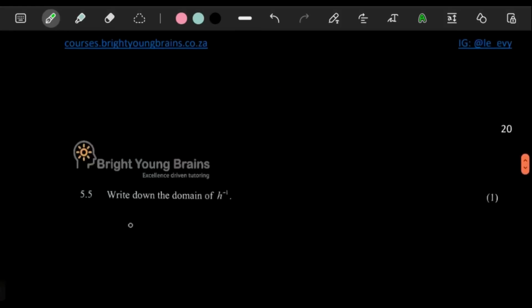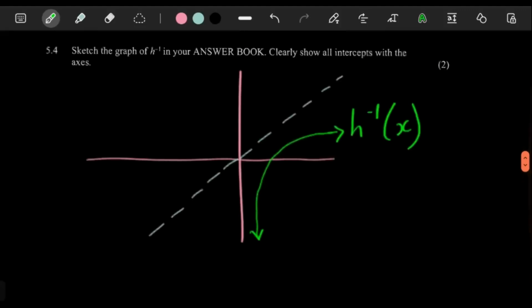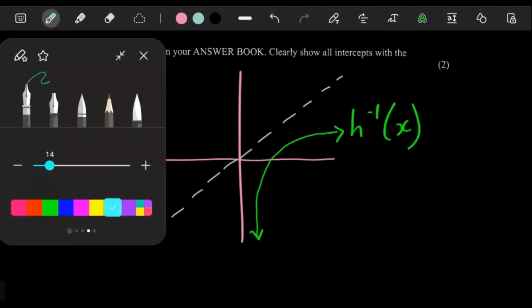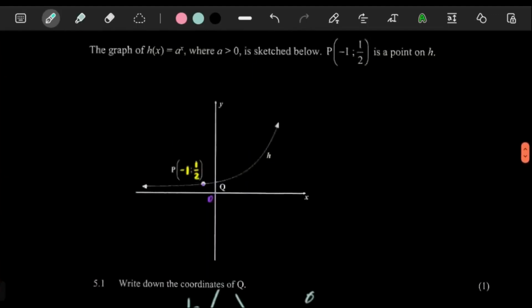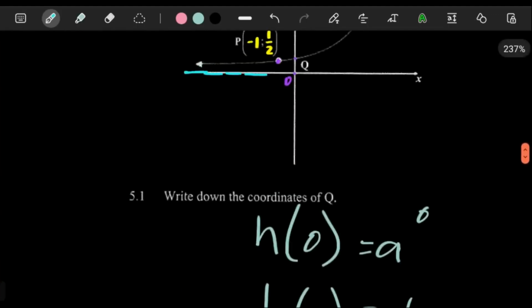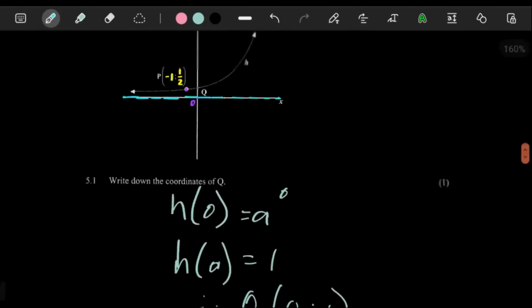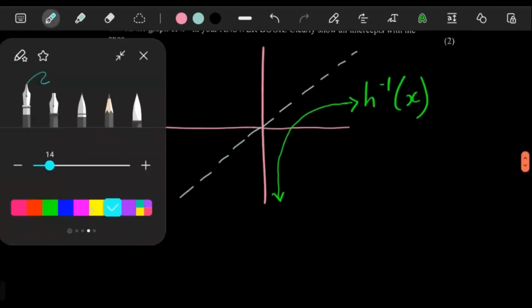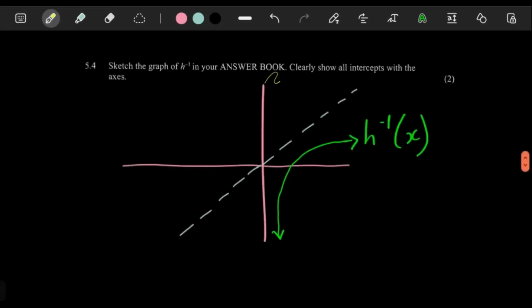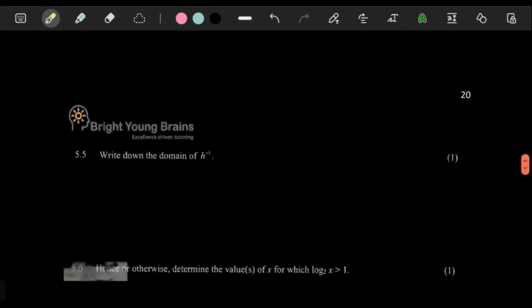Next question, 5.5. Write down the domain of the inverse. Well, we're looking at the inverse visually now. In the original graph, we can already see the asymptote is y is equal to 0. That's the asymptote. So the graph does not touch y is equal to 0, the original one. The inverse, we know it does not touch where x is equal to 0. So the domain, we can see it's just x values that are bigger than 0. You see, x has to be bigger than 0.